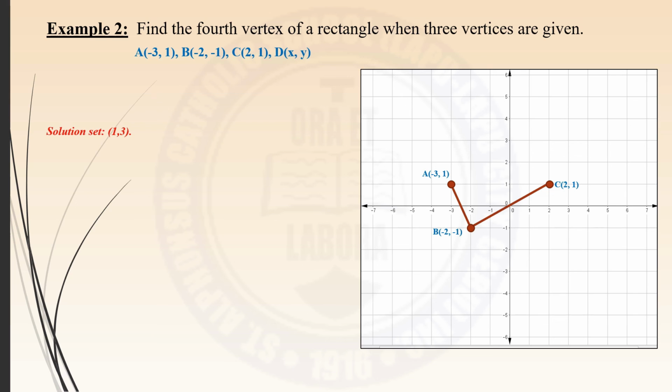So now we can plot the point D with the coordinates that we have solved earlier to form a rectangle.